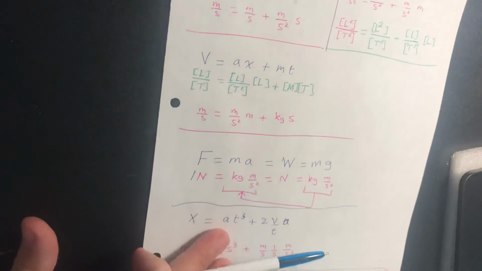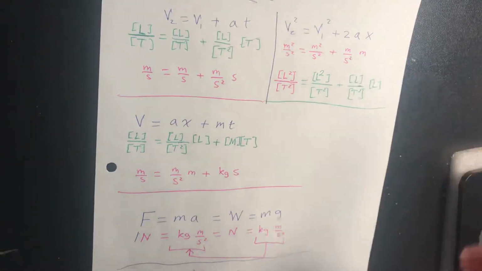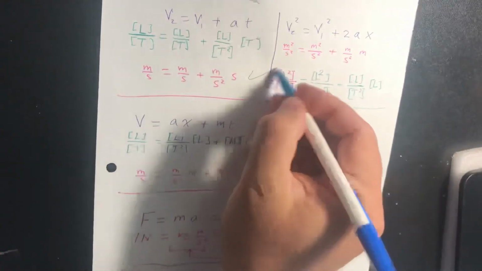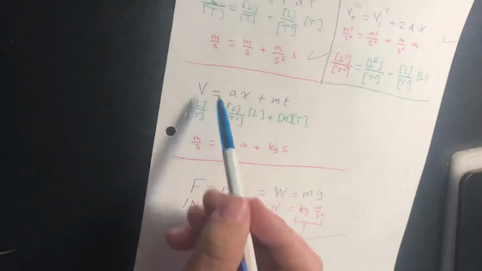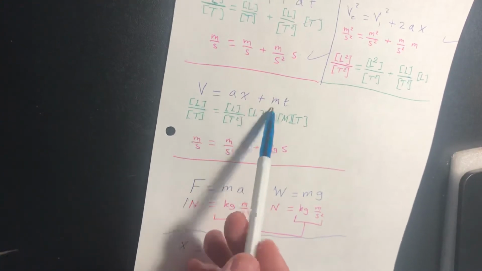What about this equation? This one is correct in physics. This is correct and this is correct. What about this one? V is equal to ax plus mt. M is the mass.